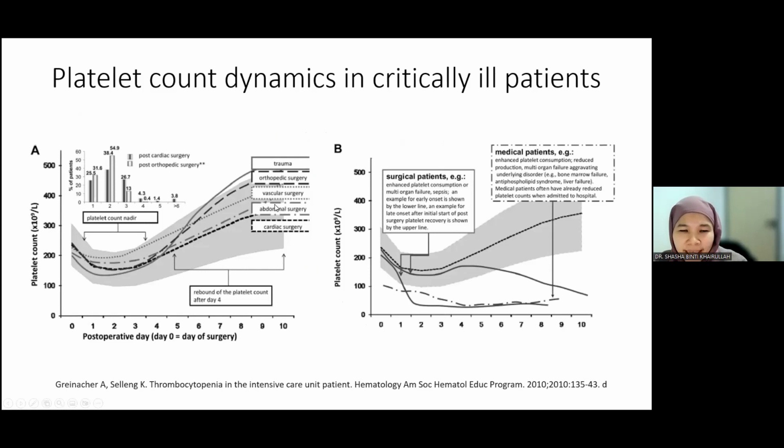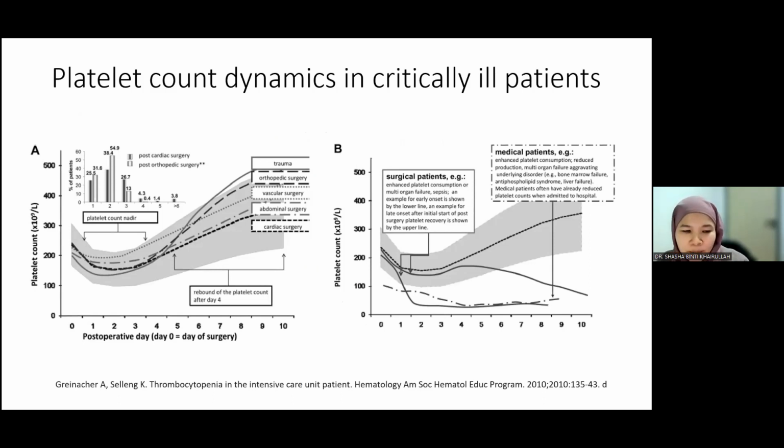But before going into that, I'd just like to make you aware of the usual pattern of patients with thrombocytopenia. Now, low platelets can occur in both surgical and medical patients. The pattern with surgical patients is more predictable in comparison to that of medical patients, as there's more heterogeneity in medical patients.